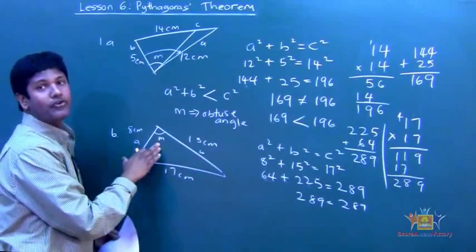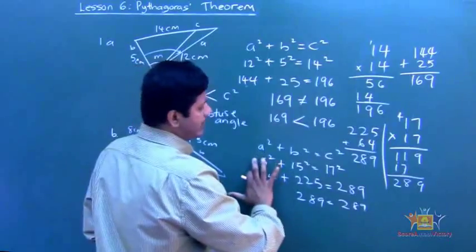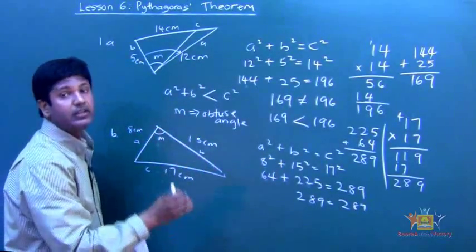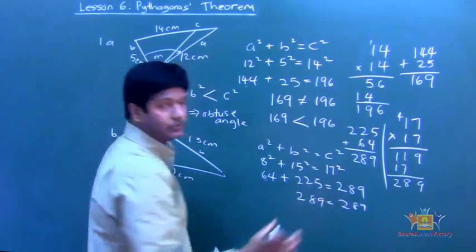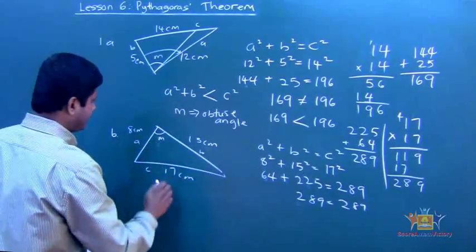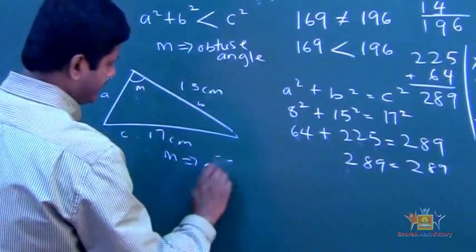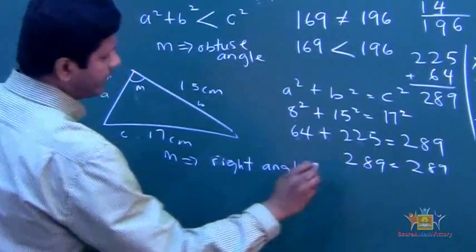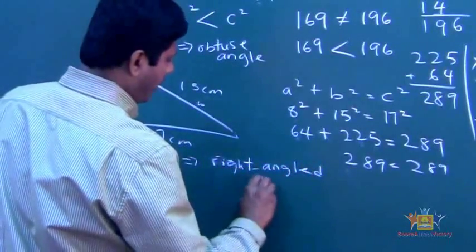M is a right angle triangle, because the only time that it is a right angle triangle is when these measurements all fulfill the Pythagoras theorem, and it does. See that? This side comes to 289, that side also comes to 289. That makes this one a right angle triangle. M is a right angle. Okay, M is a right angle. Alright, in other words, it's a right angled triangle.